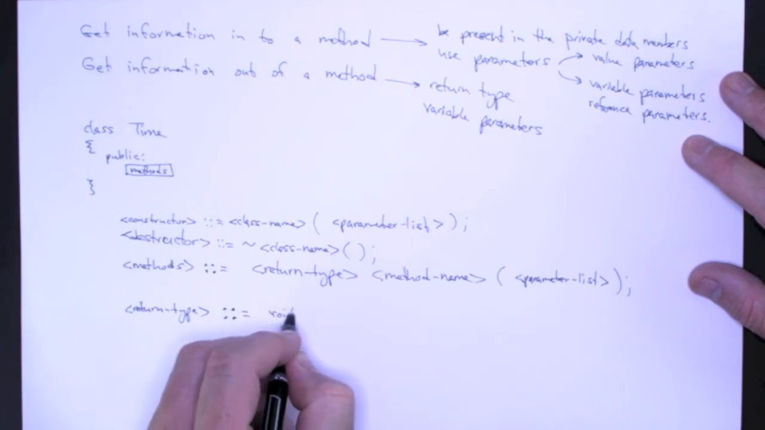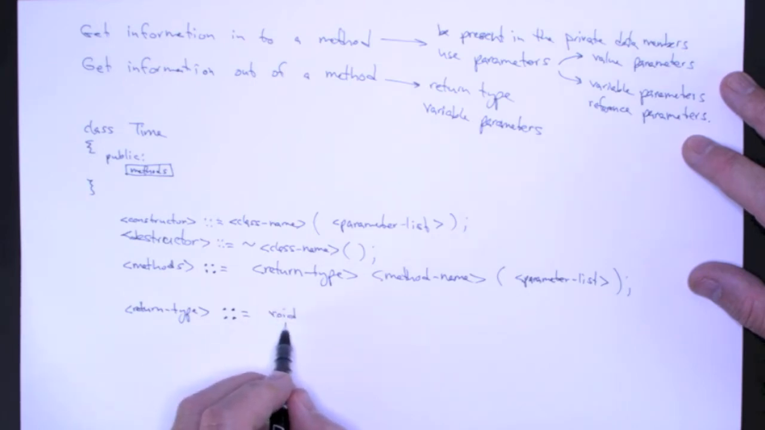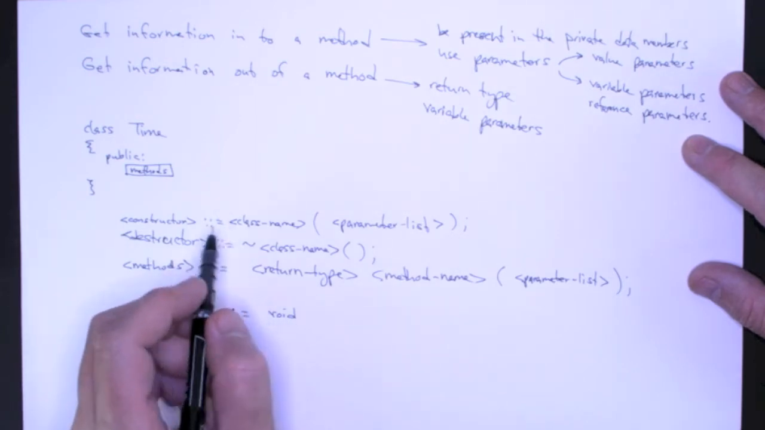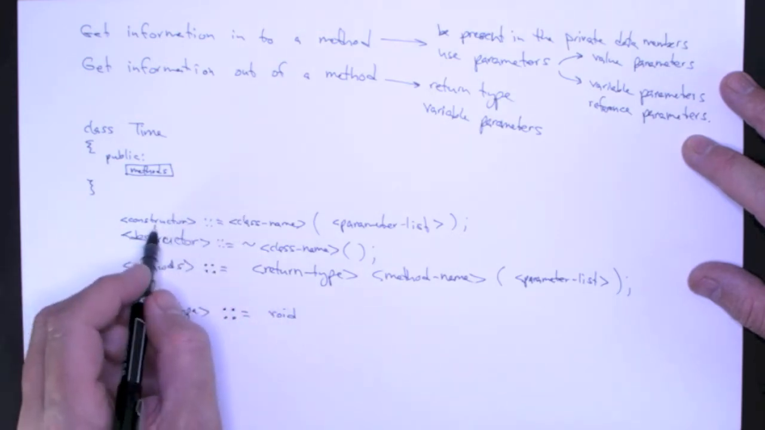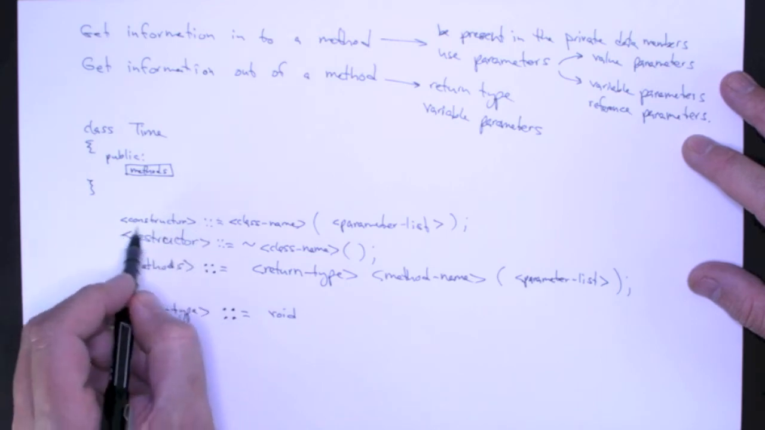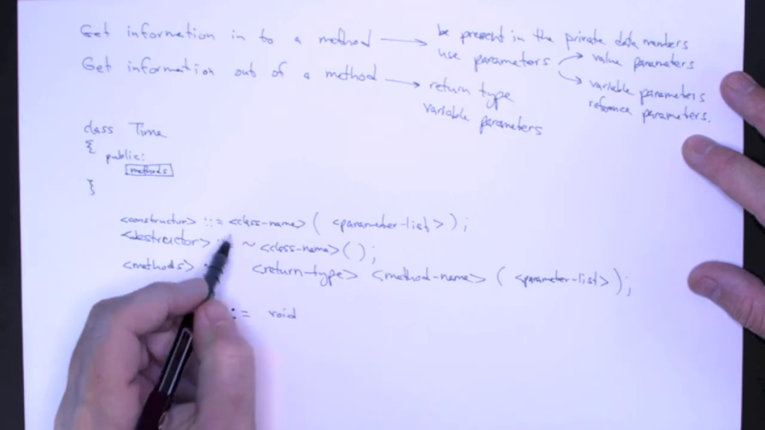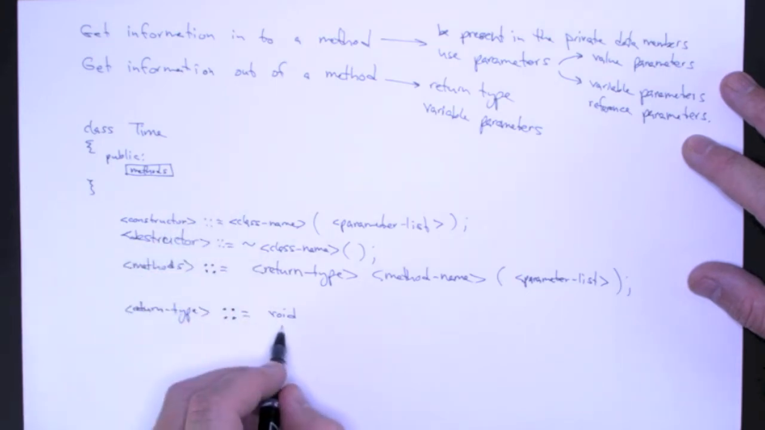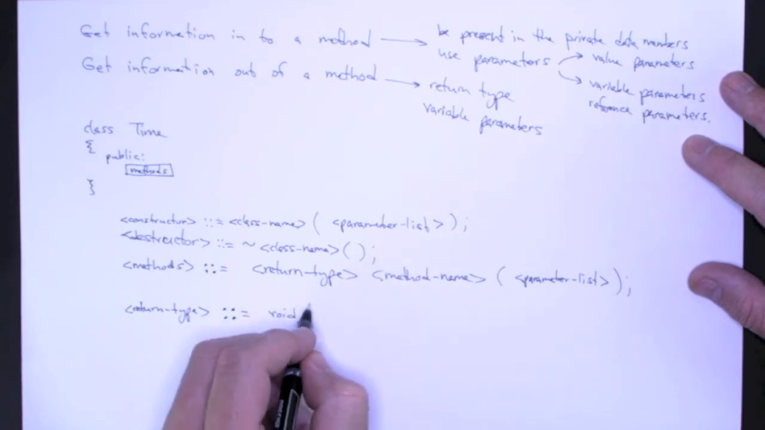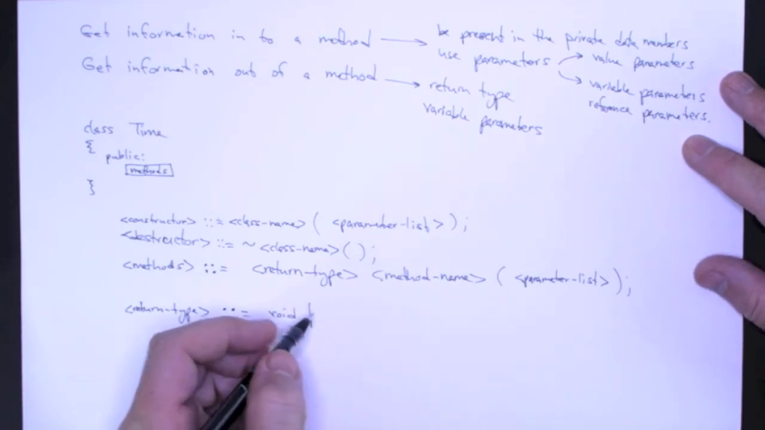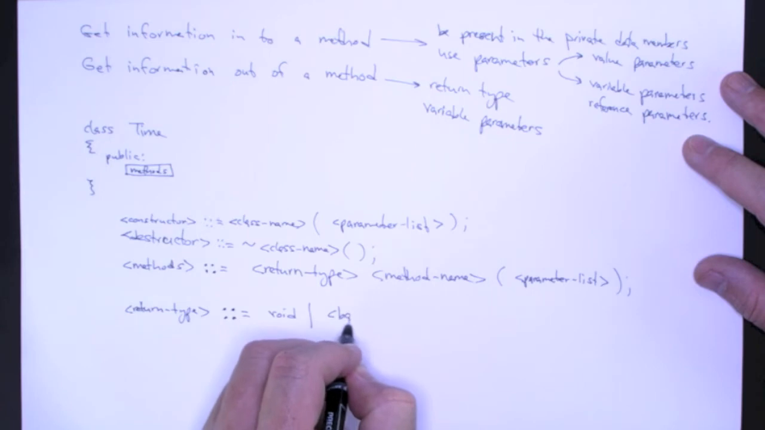First of all, it is possible to declare a method that returns nothing. Notice that the constructor and destructor do not have any return type. It's not even an option. So if you have a method that returns nothing, you simply use the keyword void. Otherwise, you list one of the basic types.